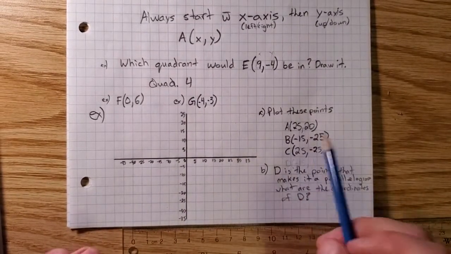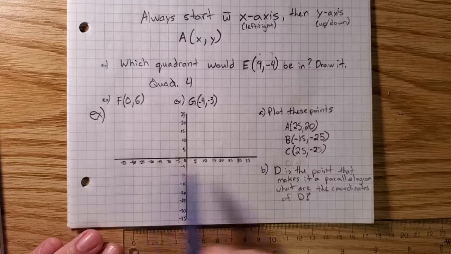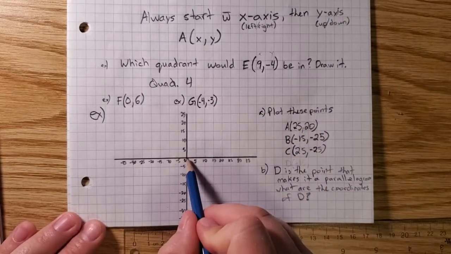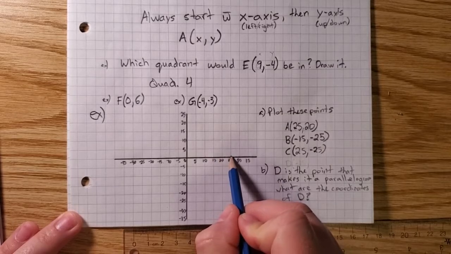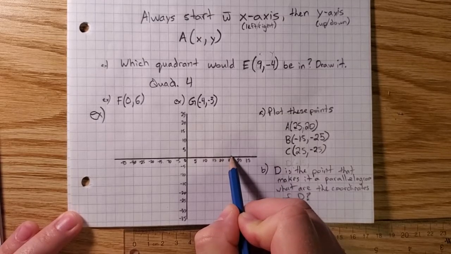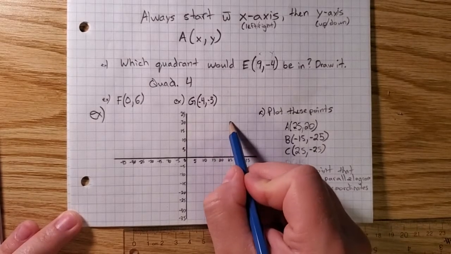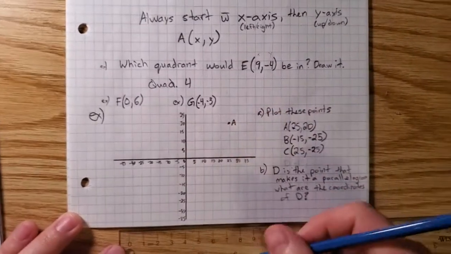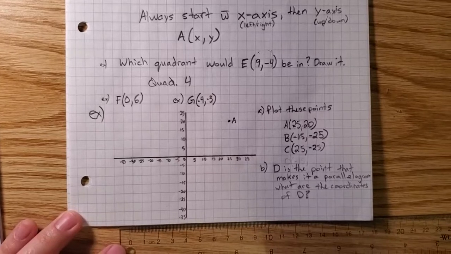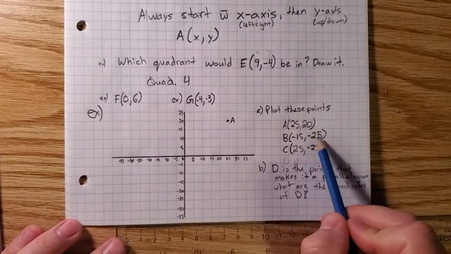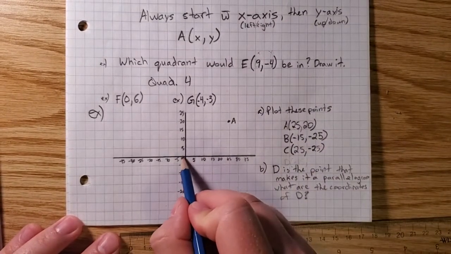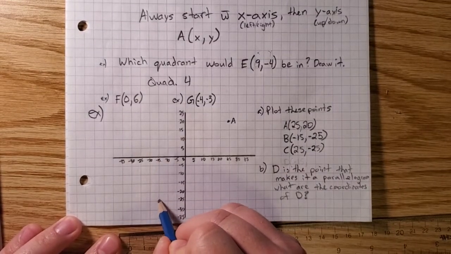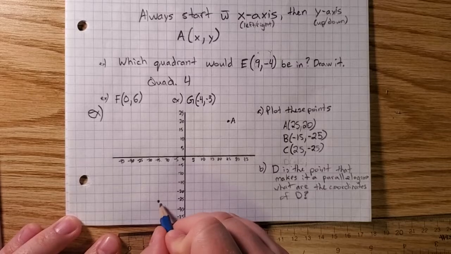And then let's plot these points. Always start with our left, right, and then do up, down. So 25, that's right, 25. And then 20 is up. So up to 20 from that 25. And that is point A. Next, B. Oops, bumped the camera. B says -15, -25. So go -15, -25. Left, right first, and then up, down. This is B.